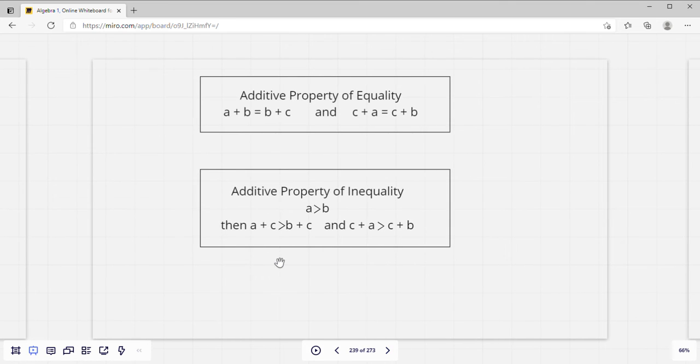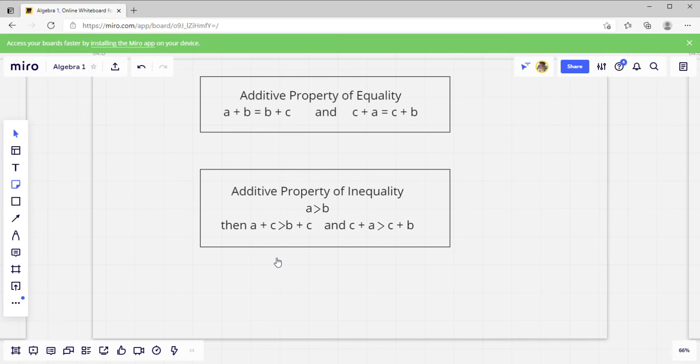All right, additive property of equality. We've already learned this. It says that if A equals B, then A plus C is equal to B plus C, and C plus A is equal to C plus B. So that means, like, if we had X plus 3 equals 5, we could do the opposite of that, which is minus 3, and we're going to get X equals 2.